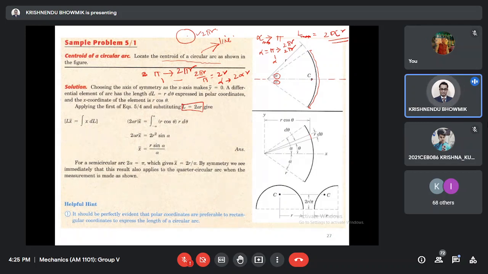Now, the centroid is located here, so our usual equation was x bar multiplied by length equal to the integration of x dl.